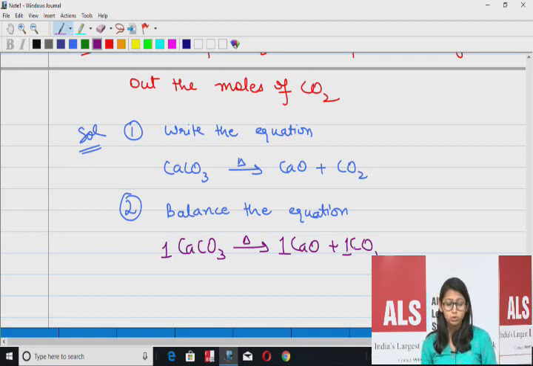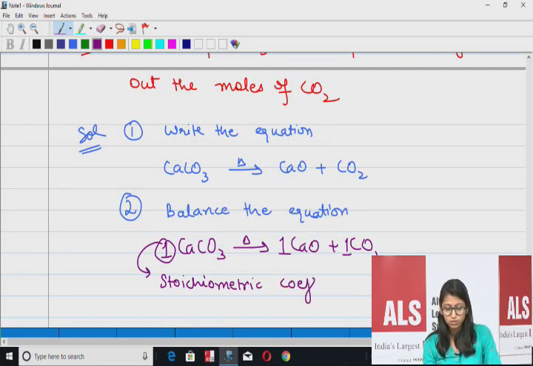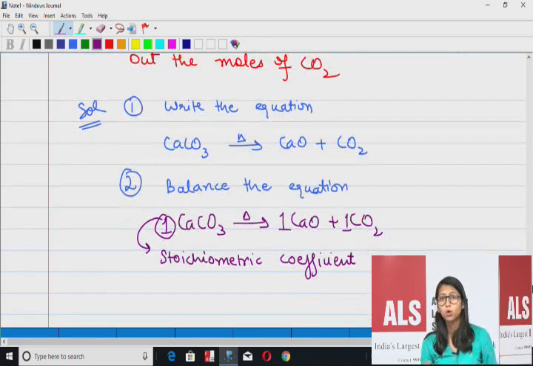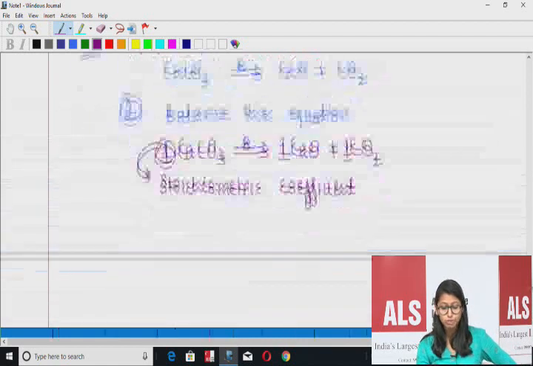Understood? Now, first of all, the numbers which you apply while balancing are known as stoichiometric coefficients. I'm just telling you the technical terms. Whatever the equation is given, when you balance it, you will be getting certain numbers ahead. Those numbers are known as stoichiometric coefficients. Now, you have to judge the equation with the help of these stoichiometric coefficients only.